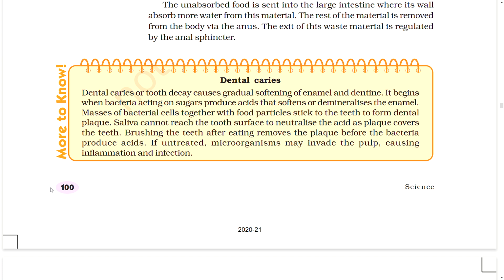Dental caries. Dental caries or tooth decay causes gradual softening of enamel and dentine. It begins when bacteria acting on sugars produce acids that soften or demineralize the enamel. Masses of bacterial cells together with food particles stick to the teeth to form dental plaque. Saliva cannot reach the tooth surface to neutralize the acid as plaque covers the teeth.